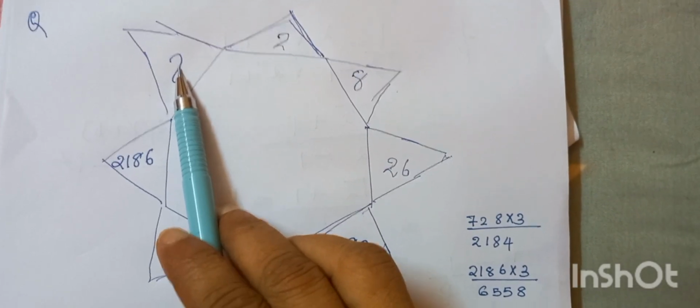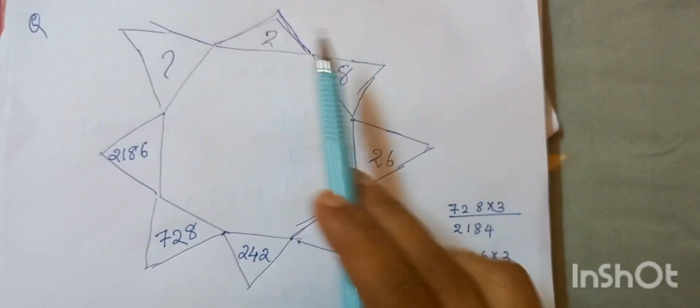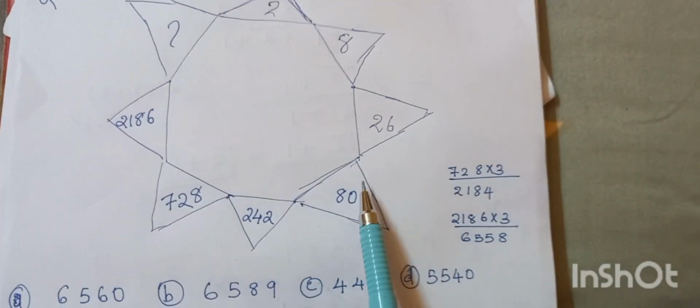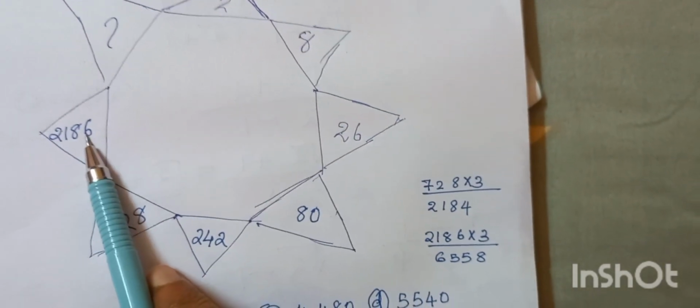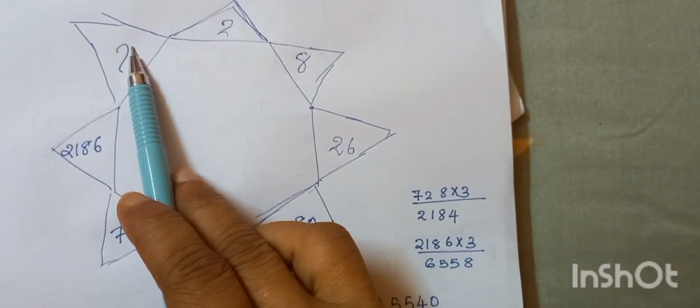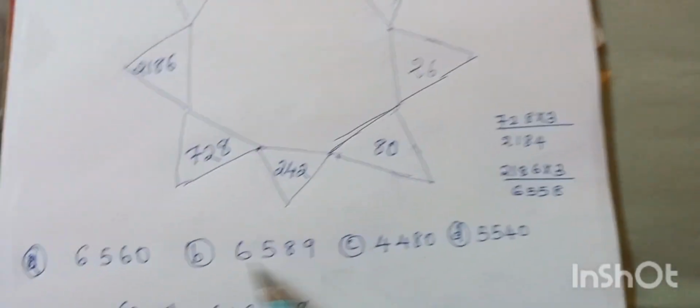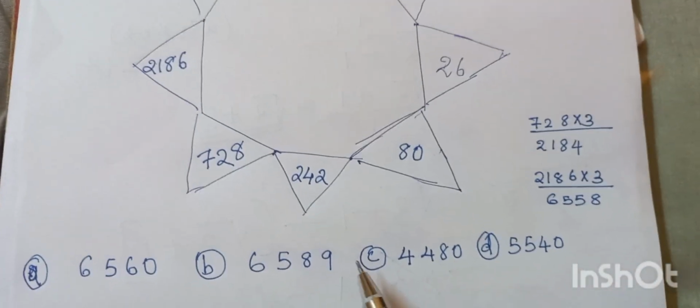Find the missing term. 2, 8, 26, 80, 242, 728, 2186. What is the next number? So options given is like this.